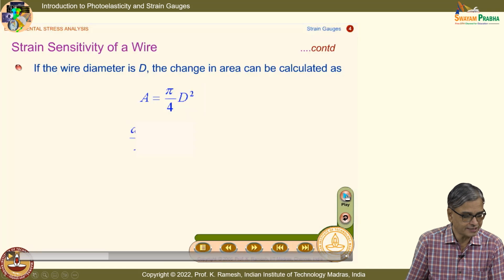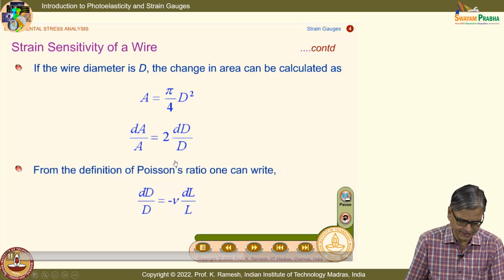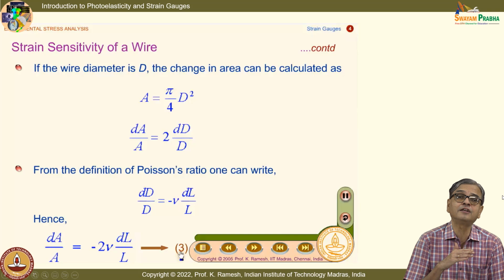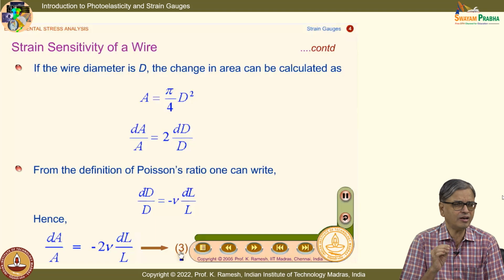So, we have taken a circular cross section. The area is pi by 4 d squared. So, dA by A, I can write as 2 dd by d. Now, I will replace it in terms of the axial strain, which we looked at in the simple experiment, and this ratio is known as Poisson's ratio. So, I can replace dA by A in my expression in terms of this strain dL by L. This is all high school physics, you have learnt it, you know all this differentiation.